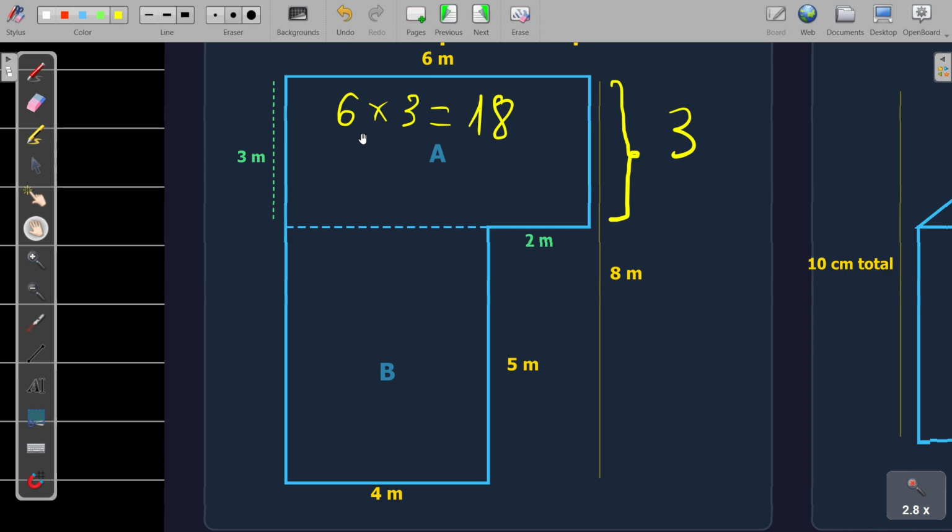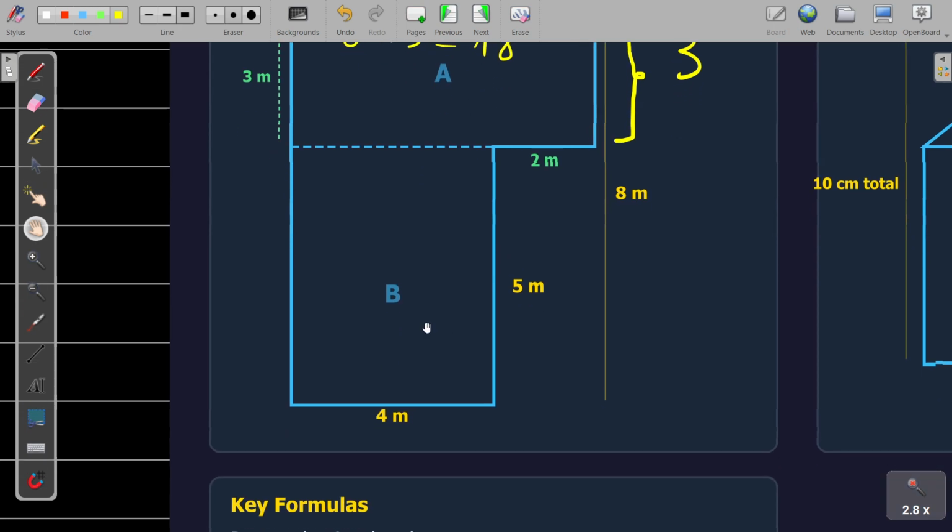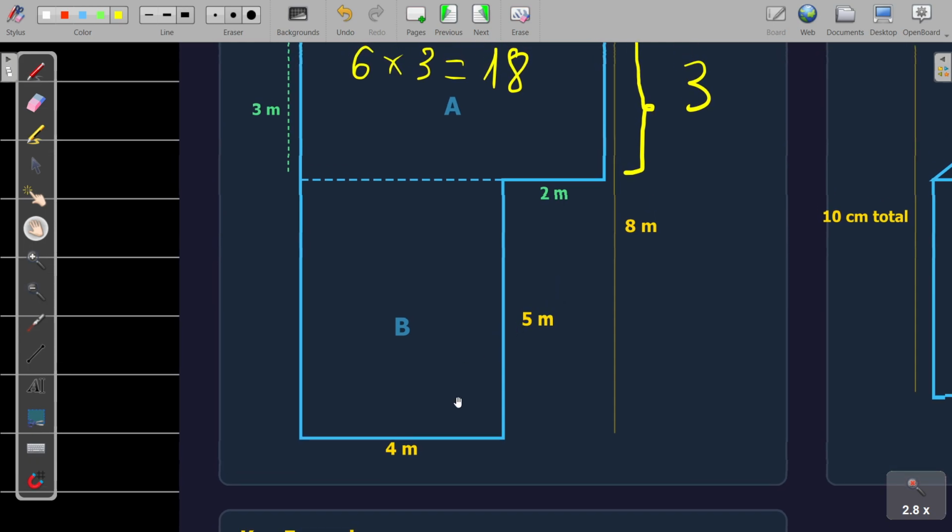That's sorted. Let's look at B. Now we need to find its base and its height. We see that its height here is 5, given as the inner cutout. But what about the base? The base is given as 4 meters. Now, of course, you want to be careful not to use the total unknown bottom width. We just want the piece belonging to rectangle B.